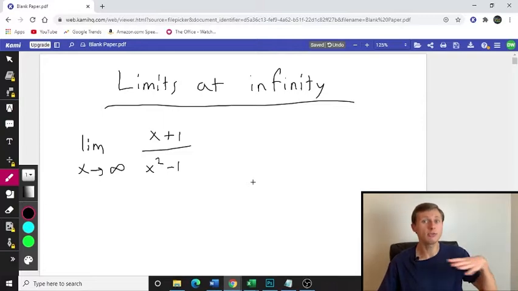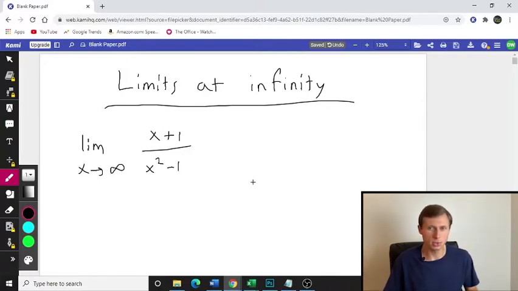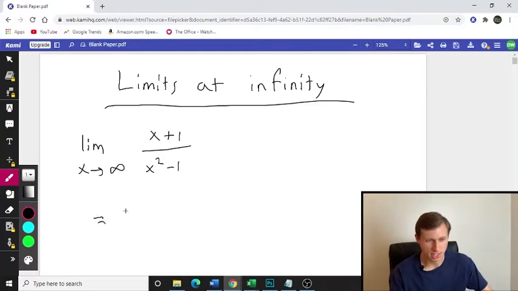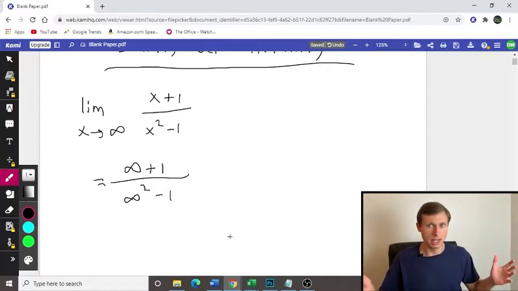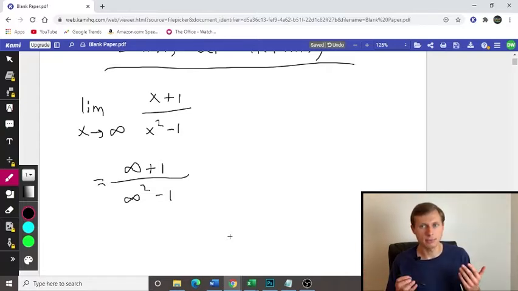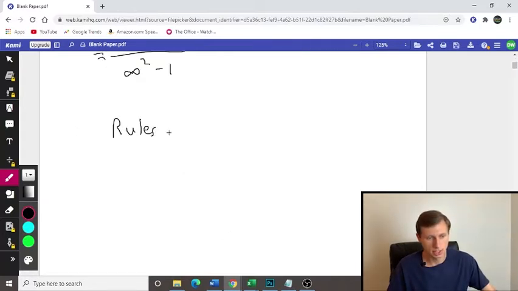If you were to plug in infinity into the function, look at how you would solve this limit before. We would use direct substitution. But if you think about using direct substitution here, it's kind of funny. How would we plug in infinity for a function? Here's what it would look like: infinity plus 1 over infinity squared minus 1. And it's kind of like, what does that even mean? How would I even think about computing that? That's why there are some rules we need to know about limits at infinity and just plugging in infinity in general.